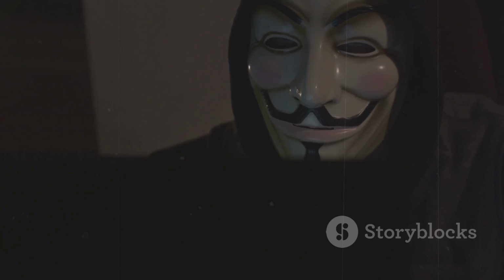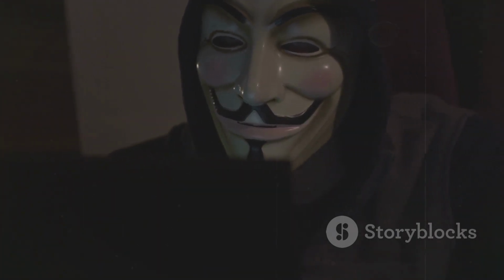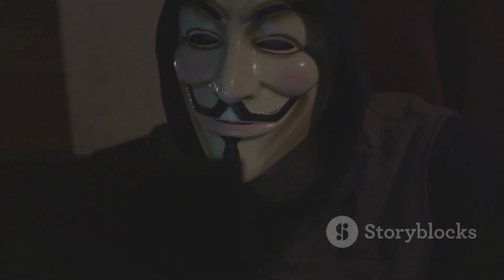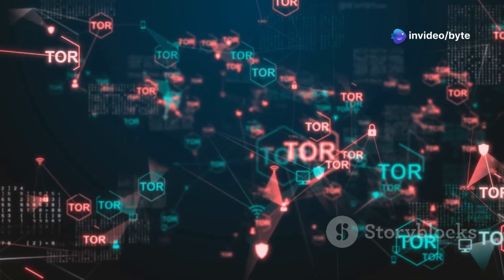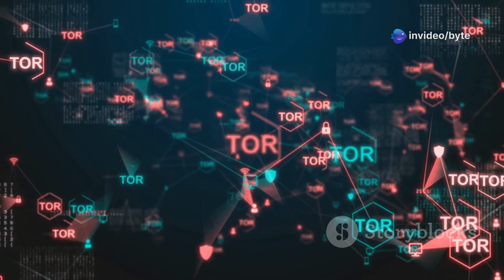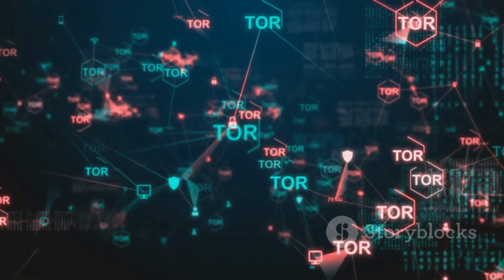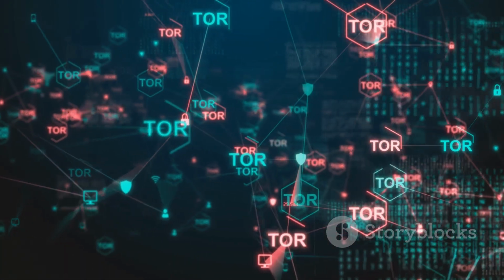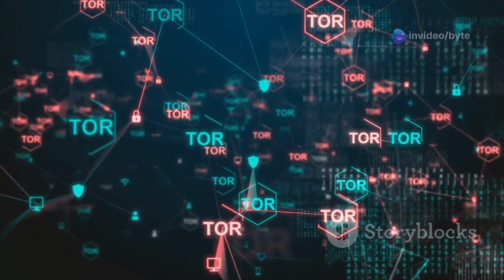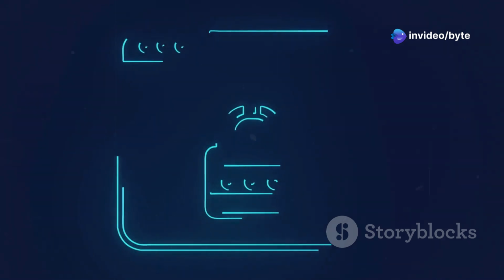Tor, which stands for the Onion Router, is designed to protect your privacy and anonymity online. It was originally developed by the US Navy for secure communications and is now used by millions around the world. Unlike Chrome or Firefox, Tor routes your internet traffic through a network of relays. These relays are operated by volunteers around the world. Each relay only knows the previous and next relay, making it extremely difficult to trace the origin of the traffic. This makes it difficult to trace your online activity back to you.